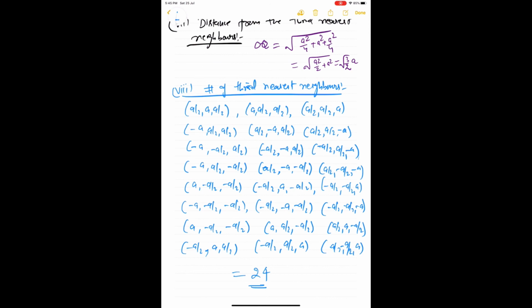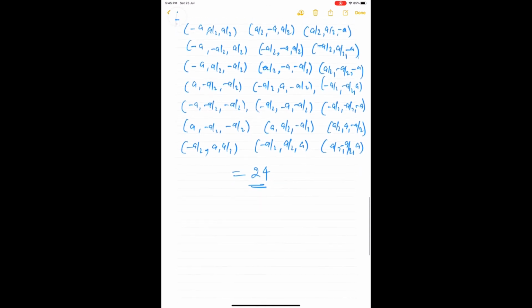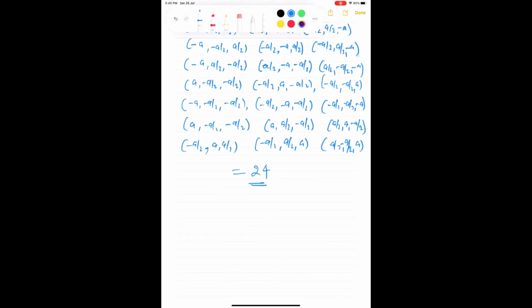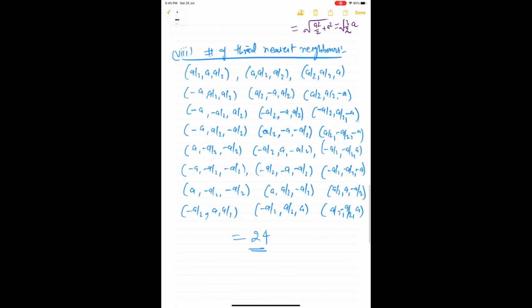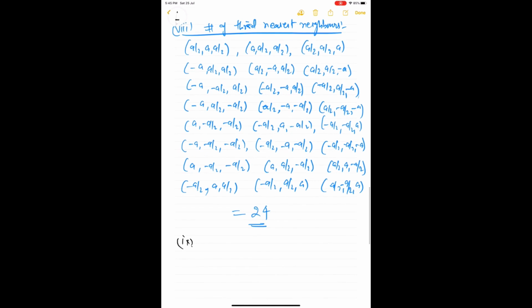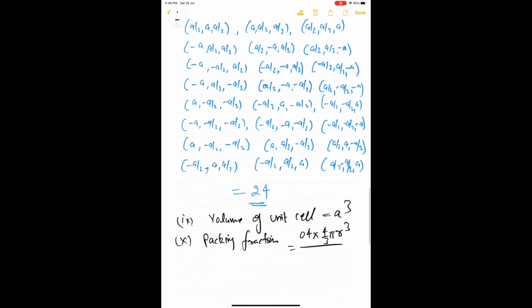Okay, the next thing we'd like to know is the volume of the unit cell. The unit cell is simple, it is a cube. And what is the packing fraction? The packing fraction is also very simple to calculate. The effective number of atoms is 4. The volume of each atom is 4 by 3 pi r cubed. The volume of the unit cell is a cubed.